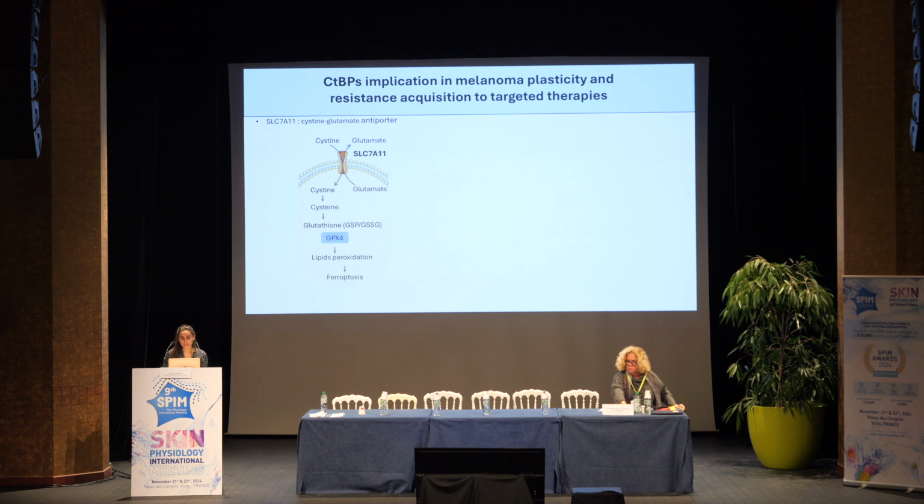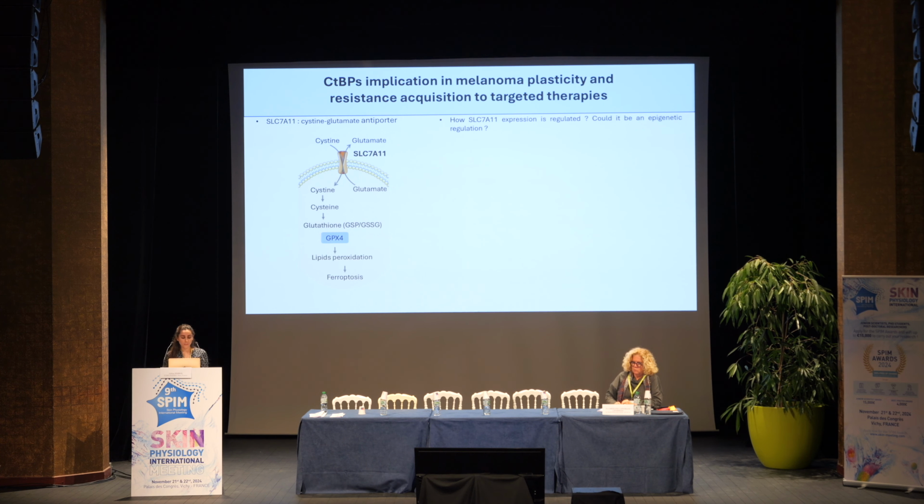So SLC7A11 is a cysteine-glutamate antiporter that will allow the entry of cysteine and export the glutamate, and it's an antiporter that is essential for detoxification of cells. But how is SLC7A11 expression regulated? So we saw that ATF4 can regulate the expression of SLC7A11, and that's what we have. But could it also be an epigenetic regulation?